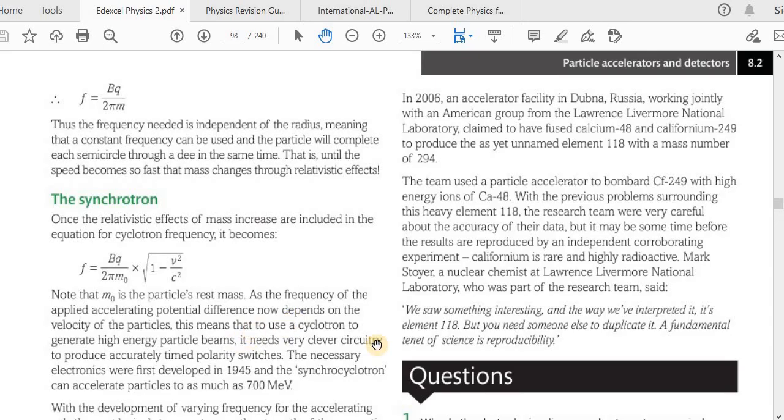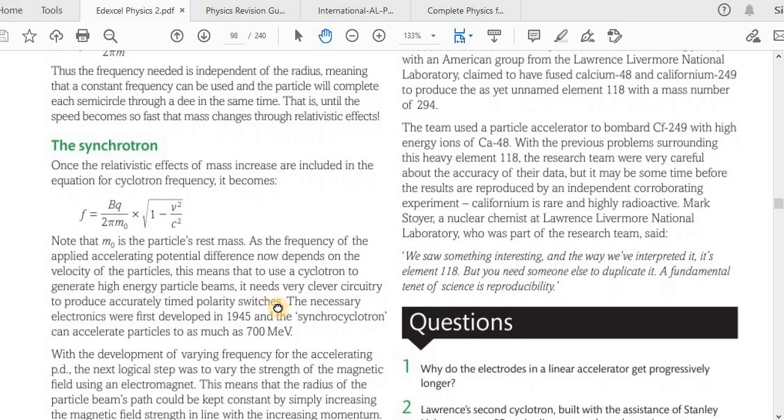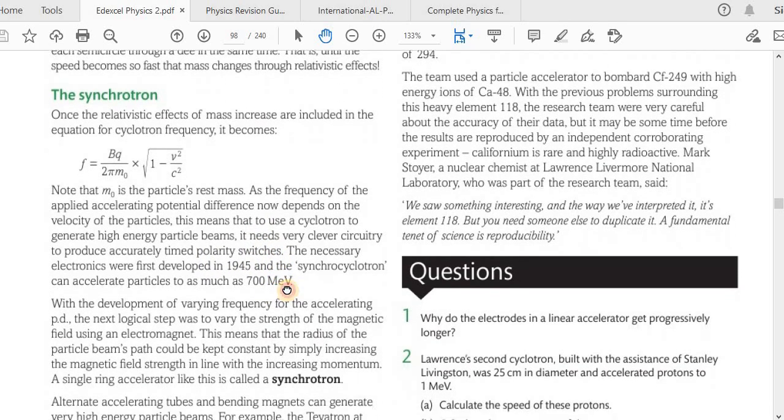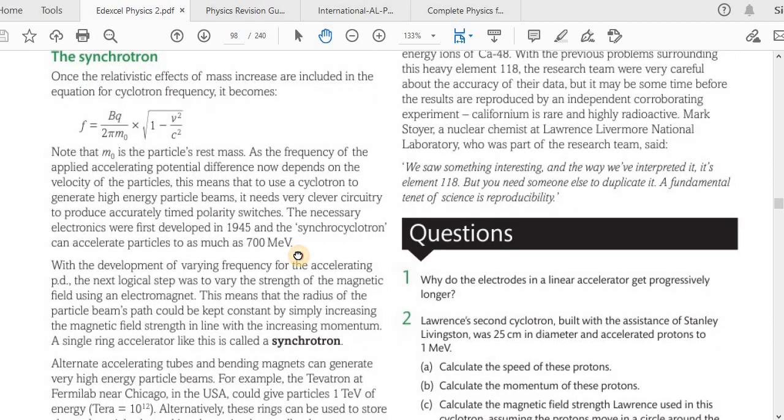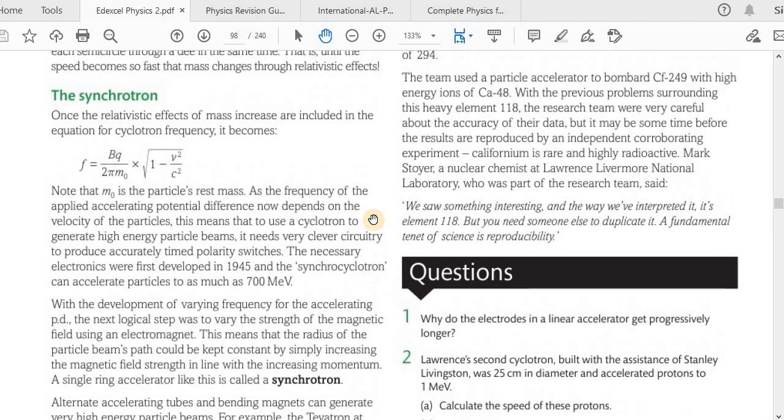This means that to use a cyclotron to generate high energy particle beams, it needs very clever circuitry to produce accurately timed polarity switches. The necessary electronics were first developed in 1945, and the synchrocyclotron can accelerate particles to as much as 700 mega electron volts.